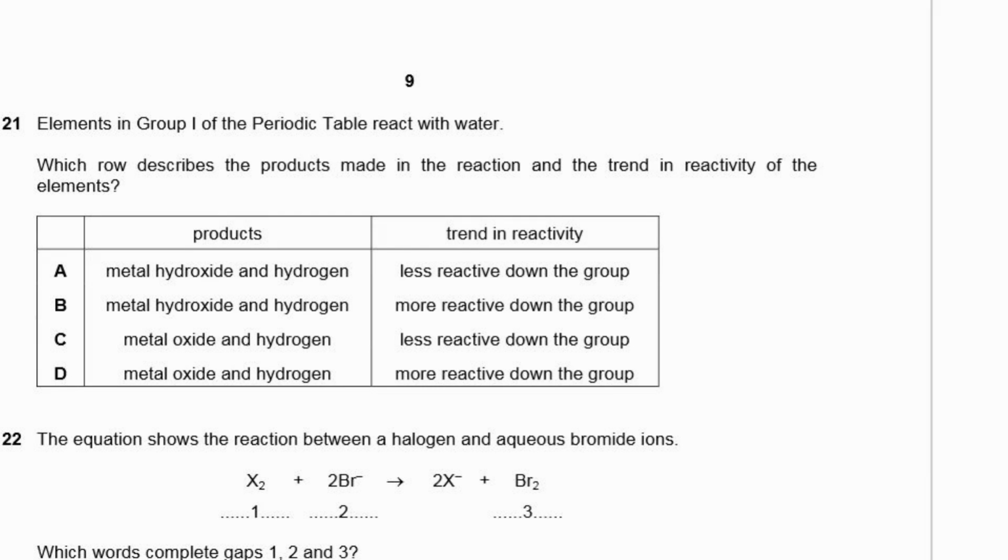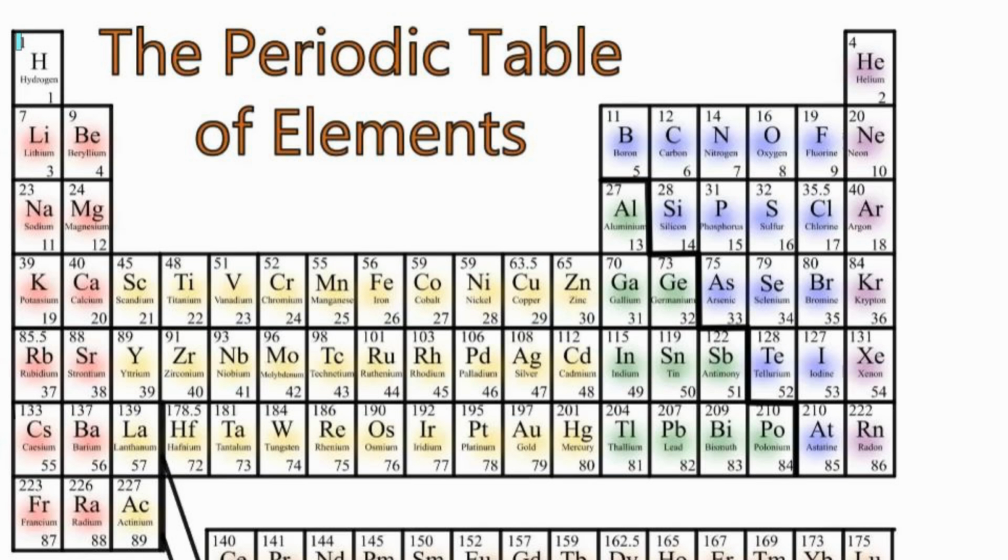Question 21. Elements in group 1 of the periodic table react with water. Which row describes the products made in the reaction and the trend in reactivity of the elements? All right, so let's look at group 1. The elements in group 1 include hydrogen, lithium, sodium, potassium, rubidium, cesium, and francium. You should remember that the reactivity increases as you go down the group. Francium is ridiculously reactive. You will not have that in a science class, and you do the squeaky pop reaction all the time in your chemistry class, I'm sure.